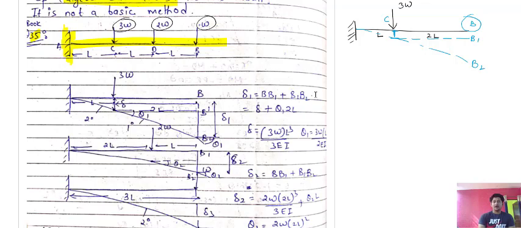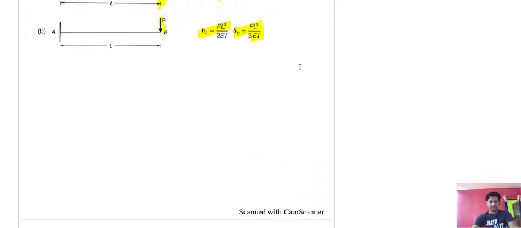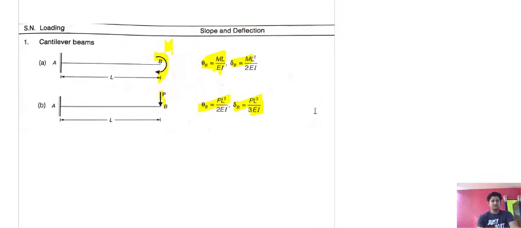So first of all, I have applied 3W load. Now with this load I am checking the deflection at B point. For this standard case, I have to show you the standard case here. If there is a cantilever beam and there is a point load at the end point, for that the slope value is PL square upon 2EI and the deflection value is PL cube upon 3EI.